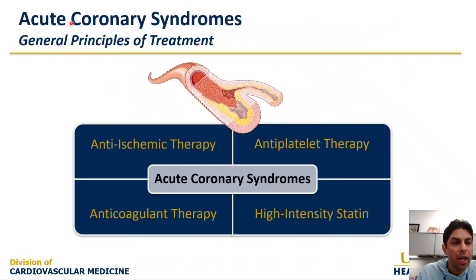Now let's move on and talk about general principles of treatment as it relates to acute coronary syndromes. So when we think about acute coronary syndromes, we want to think about anti-ischemic therapy. This is going to be very similar to anti-anginal therapy that we use for stable angina pectoris. And then we also want to think about antiplatelet therapy. It gets much more aggressive with acute coronary syndromes relative to stable angina. Then we also want to think about anticoagulant therapy. And then, of course, high-intensity HMG-CoA reductase inhibitors, or statins.